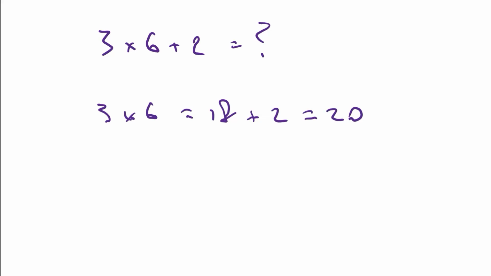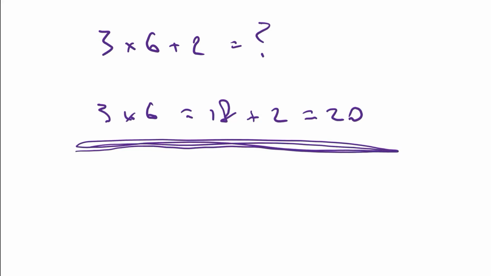Look good? No, that doesn't look good. Is the answer 20? Yes, it is. However, that equals sign. Ask yourself, what does that actually mean? It means is equal to or is the same as. So what we're saying when we write it all like this is 3 times 6 is the same as 18 plus 2, which is the same as 20. 18 plus 2 is the same as 20, but 3 times 6 is not.